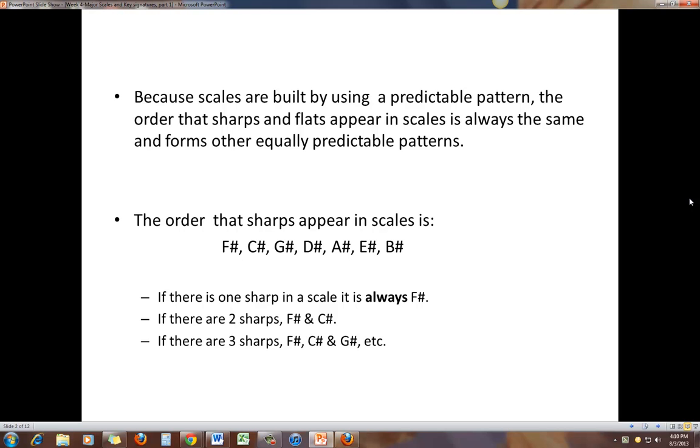If there is one sharp, it is always going to be F sharp. If there are two sharps, it will be F sharp and C sharp. If there are three sharps, it will be F sharp, C sharp, and G sharp, etc. So once you add the F sharp to the key signature, that F sharp is always going to be in the key signature. Two sharps will always be these two. Three will always be this. Four will always be this. Five will always be the first five, then six, and then seven.